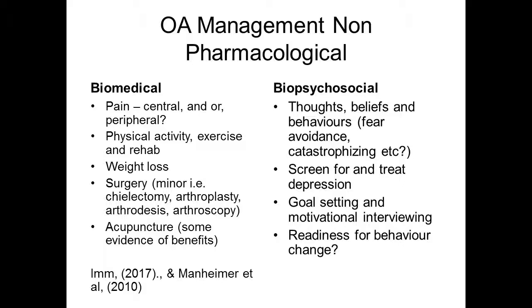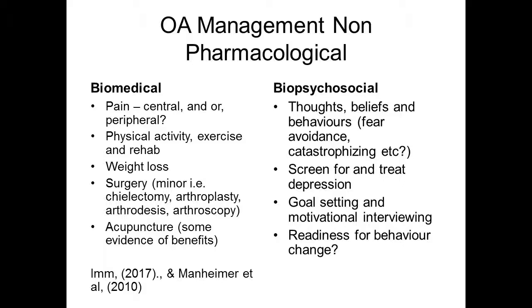I think one of the most important things to look at in osteoarthritis and its presentations is: is the pain central? Is it centrally driven? If it's more chronic pain and central sensitization, if they've had that for a long time, are there other things at play? Or is it largely peripheral? Is it more of an acute presentation with the absence of other factors that would make you consider a more central presentation?